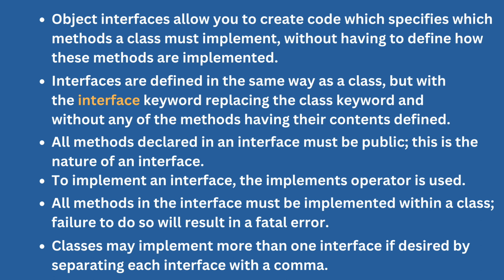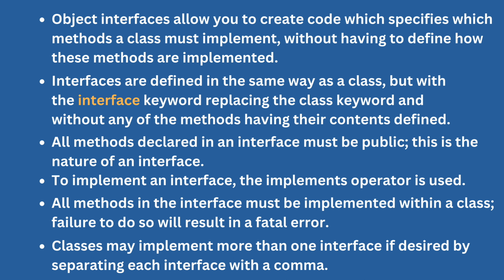So, the first one: object interfaces allow you to create code which specifies which methods a class must implement without having to define how these methods are implemented. Okay? Interfaces are defined in the same way as a class, but with which keyword? Interface, replacing the class keyword, and without any method having its content defined. We do not define it.